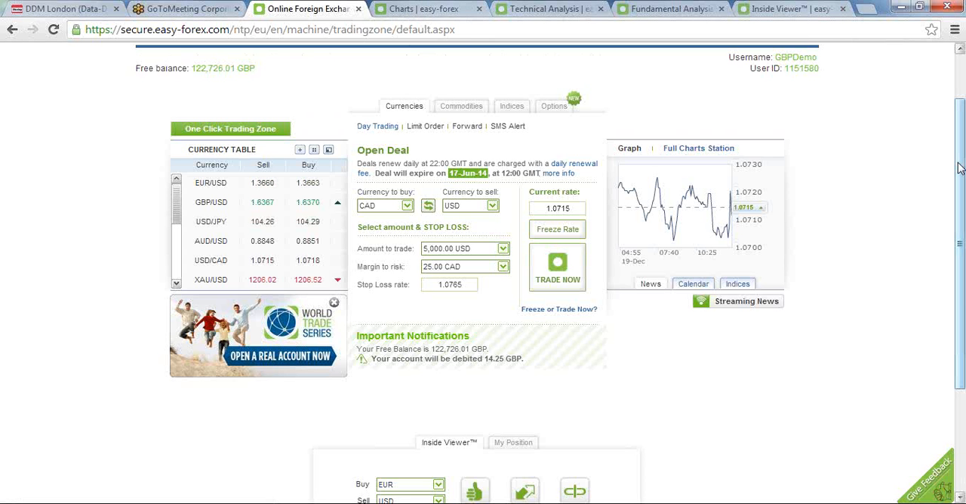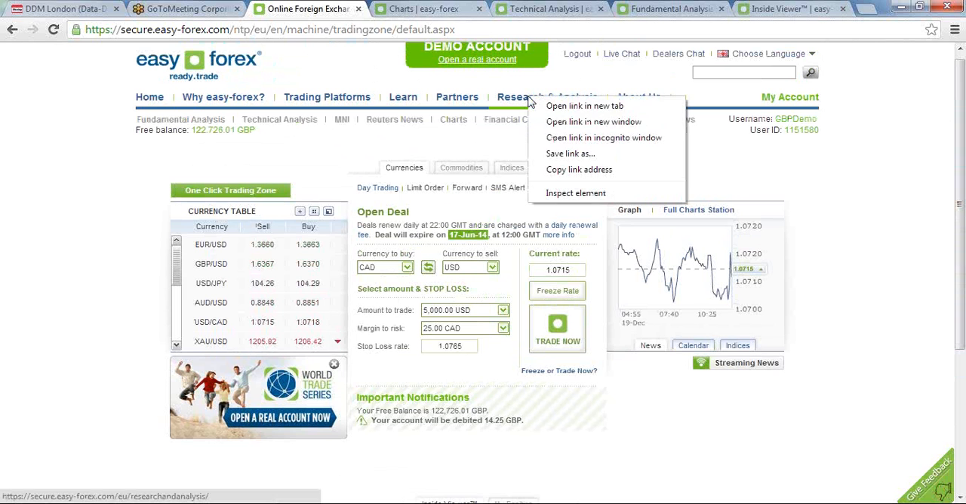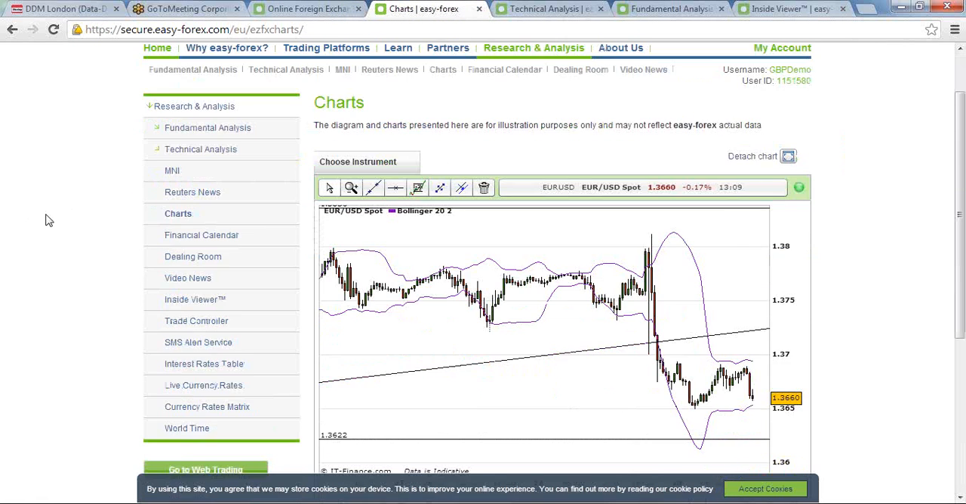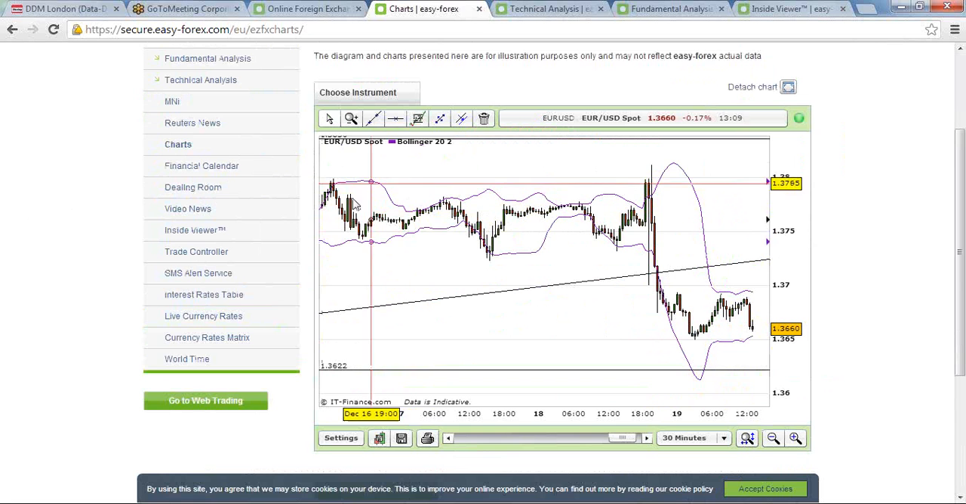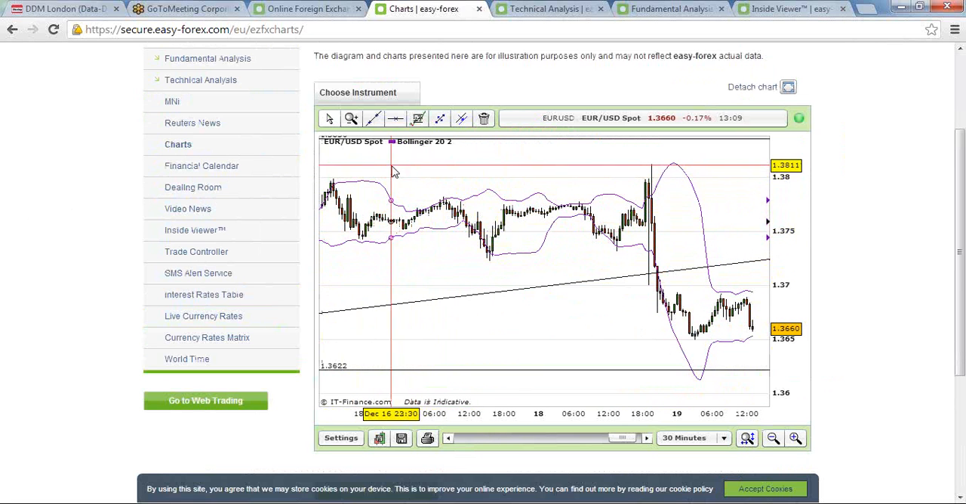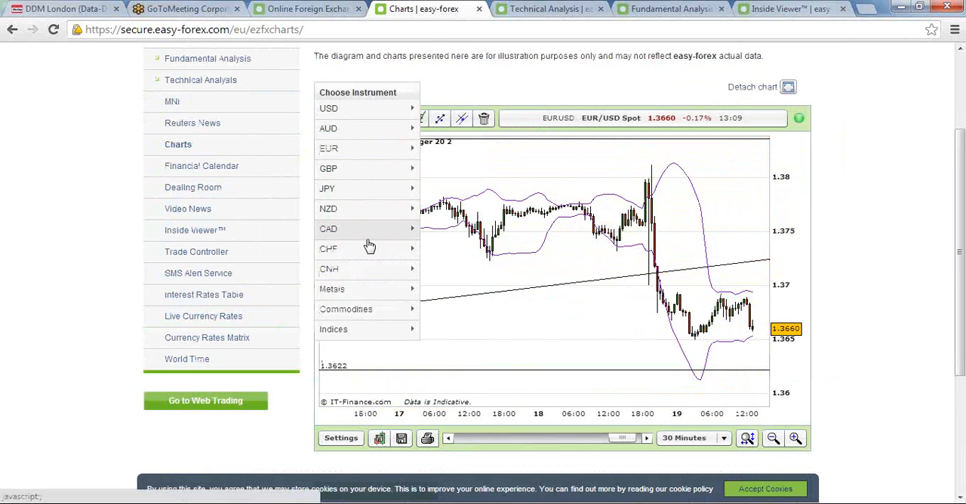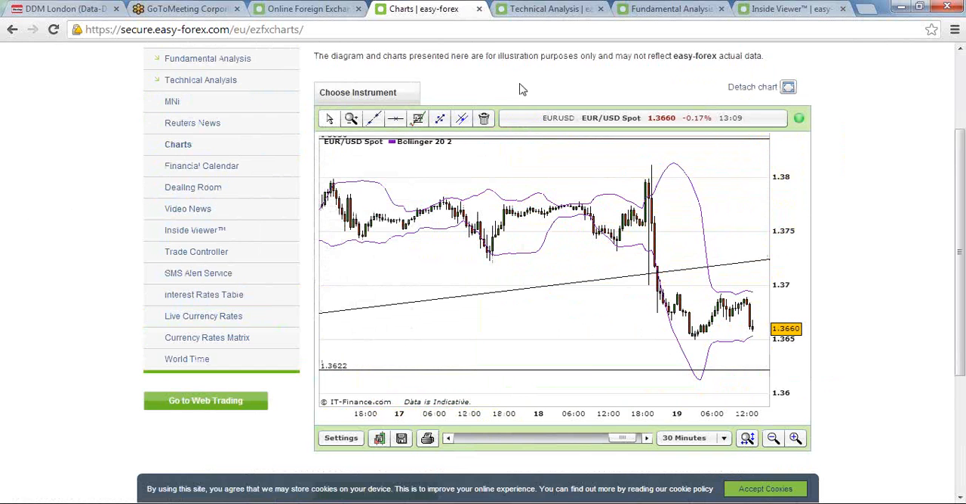What I did was I went to the research and analysis. I right-click on my mouse and I opened a new tab, and it gives me a chart in the new tab here. Automatically it goes to euro US dollar. That's the default. If you want to choose another pair to look at, hover over choose instrument and then choose what you want to view. I'm looking at euro US dollar here.